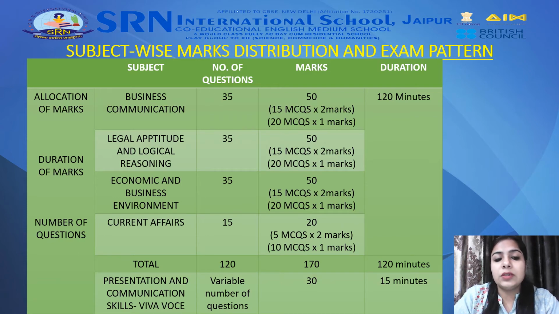Now the next section is the Current Affairs section, which will have 15 questions and marks allocated to the Current Affairs section is 20, where 5 MCQs of 2 marks and 10 MCQs of 1 mark each will be asked. So that makes a total of 120 questions in the duration of 120 minutes, and marks allocation is 170 marks.